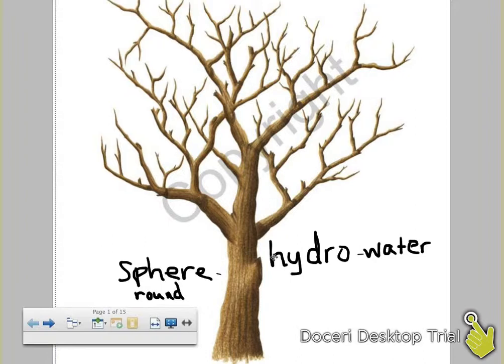Okay. All right. Now, when we look at our root words, because again, hydro can go with a lot of things like hydraulics. Sphere can go with a lot of things like biosphere. But one of the words that we see it with is hydrosphere. So we're going to add a leaf up here. And our leaf will say hydrosphere. Whatever branch you choose.